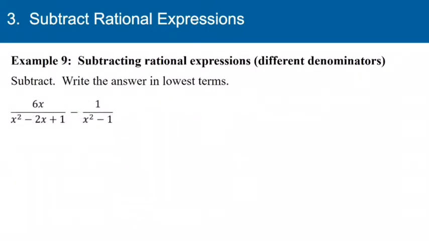And now example 9. So again it says subtract, write the answer in lowest terms. So these two denominators are clearly different, and we're going to need to build an LCD. But before we can build that, we'll have to get these factored. So let's go ahead, and while we're doing that, we'll change the minus to a plus and put that minus here. So it's going to be 6x over this factoring.